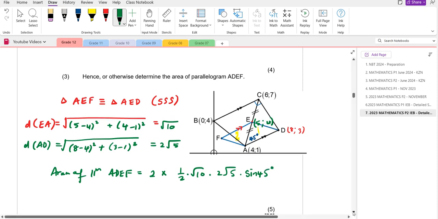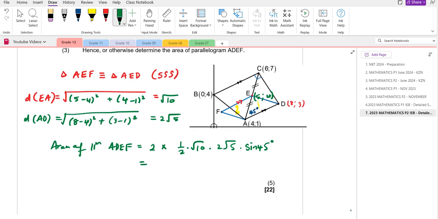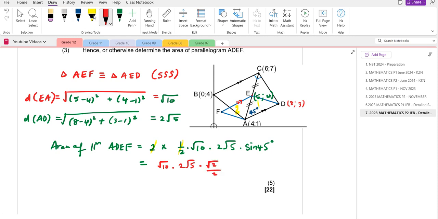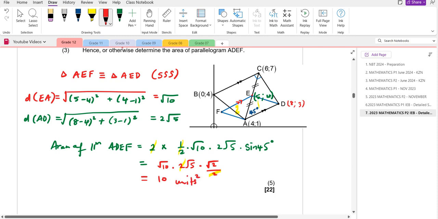Now let's see how to solve this problem. The 2 times half can cancel out. We have root 10 times 2 root 5 times sine 45. If you use a calculator, you'll get root 2 over 2. Cancel out the 2's, and then I've got the square root of all this. Using basic algebra, 2 times 5 is 10, 10 times 10 is 100, so the square root of 100 is 10 units squared. I hope you guys understood that. Moving on to the next question.